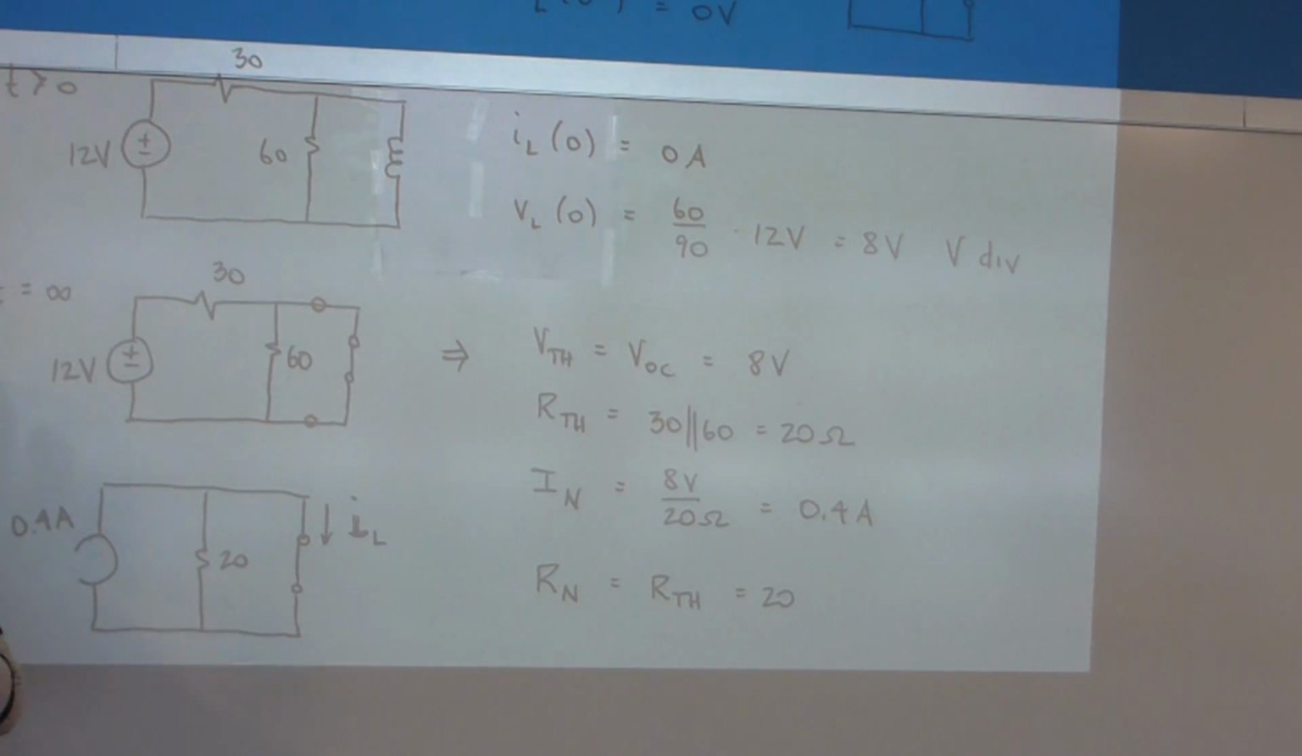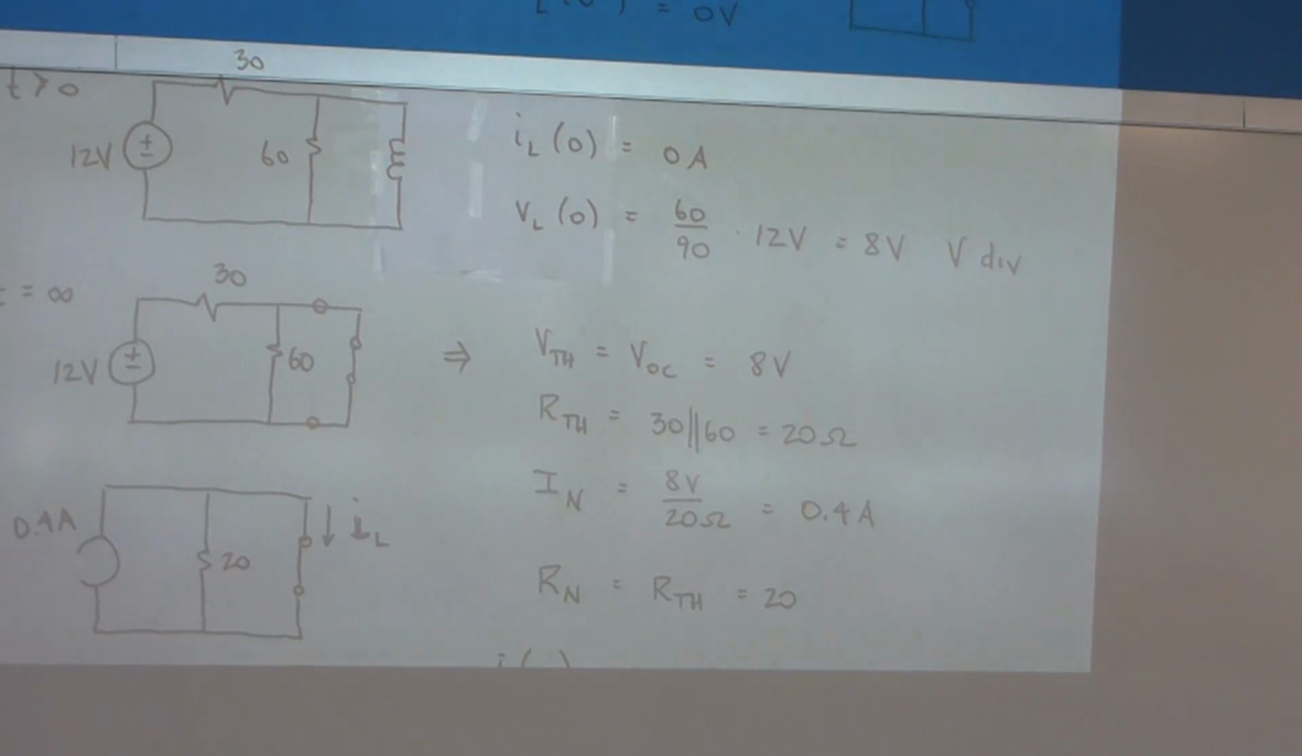It's just like the voltage across the capacitor charges to the maximum voltage, the current through the inductor charges to the maximum current that you have access to. So we finally know then that I sub L of infinity is equal to 0.4 amps. I'm off the page, let me get a new page so we can finish the problem. All right, so I'm just going to summarize what we have so far.